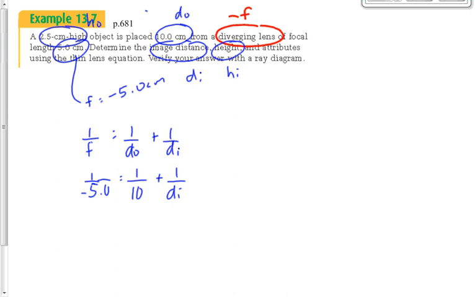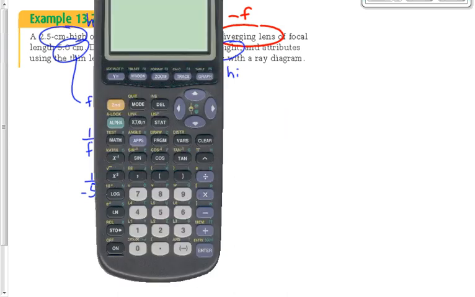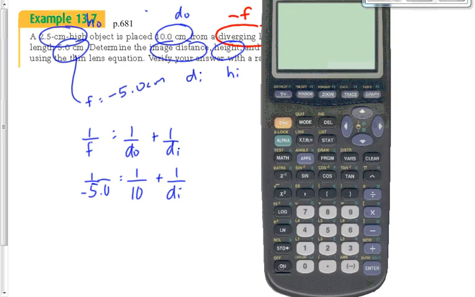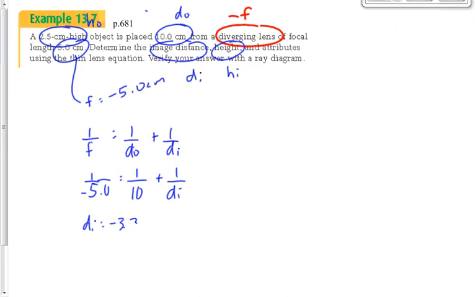Okay, we've done this a bunch of times now with our calculators. We know exactly what we're doing at this point. We're going to say -5 x to the minus 1, and subtract from that 10 x to the minus 1, right? 1 over -5 minus 1 over 10. It doesn't give us di, it gives us 1 over di. Let's flip that over by pressing x to the minus 1 again. We get -3.333. That's my unrounded number, just in case I need to use that again. My rounded number would be -3.3 centimeters.